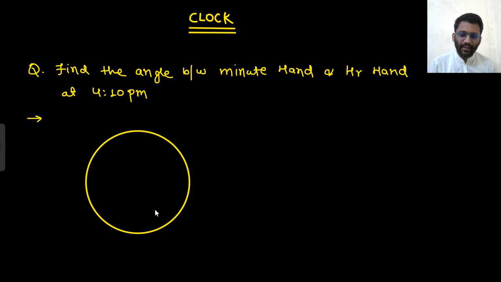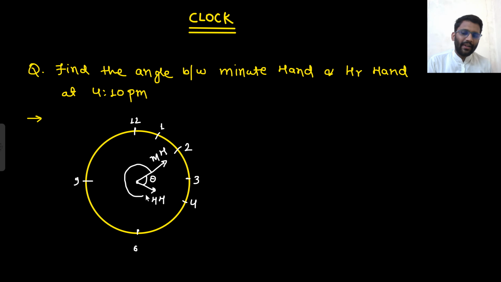It's 4:10, right? So this is 12, this is 6, this is 3, this is 9, this somewhere would be 4, this is 1, and this somewhere would be 2. So this is our center. At 4:10, this is our hour hand, and this will be our minute hand. And you need to find this angle or this angle as well, depending on the options.